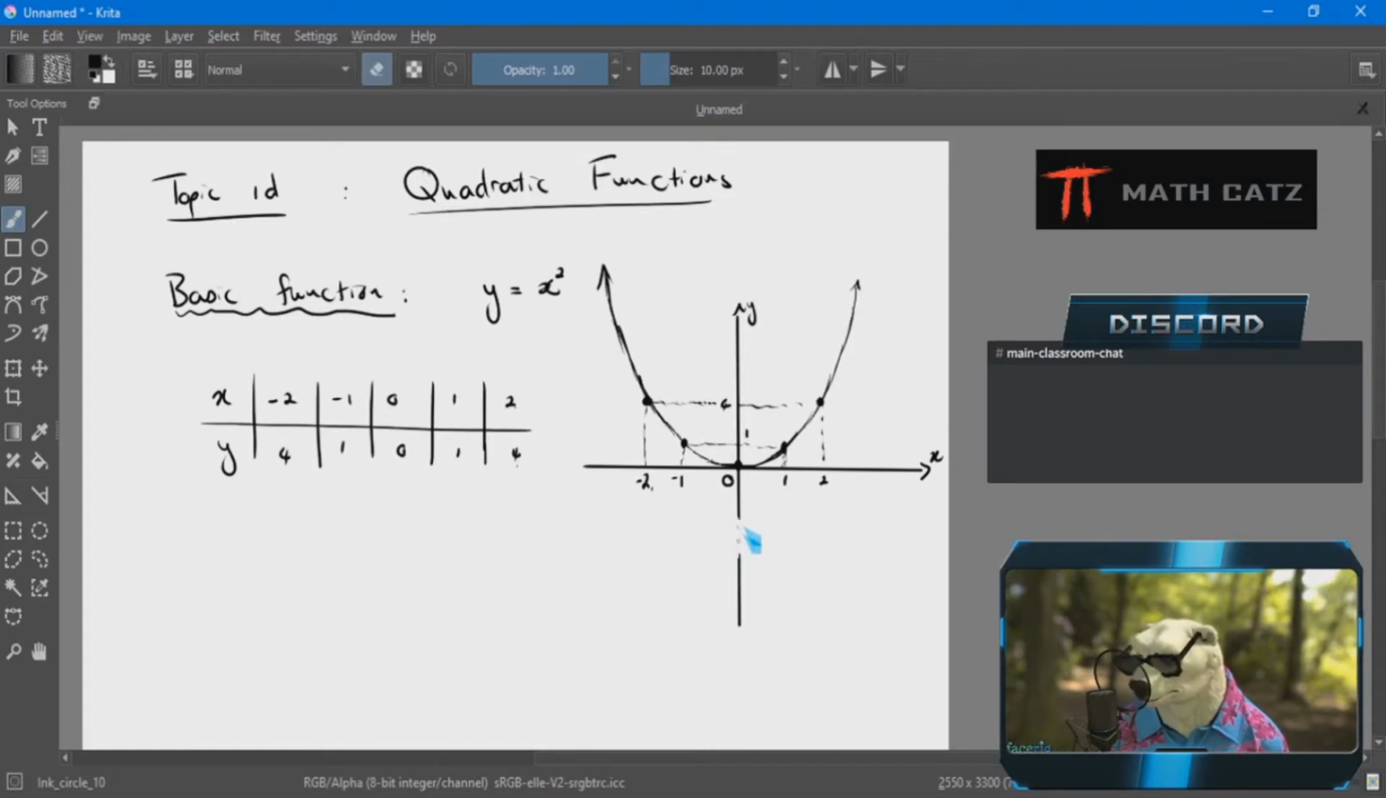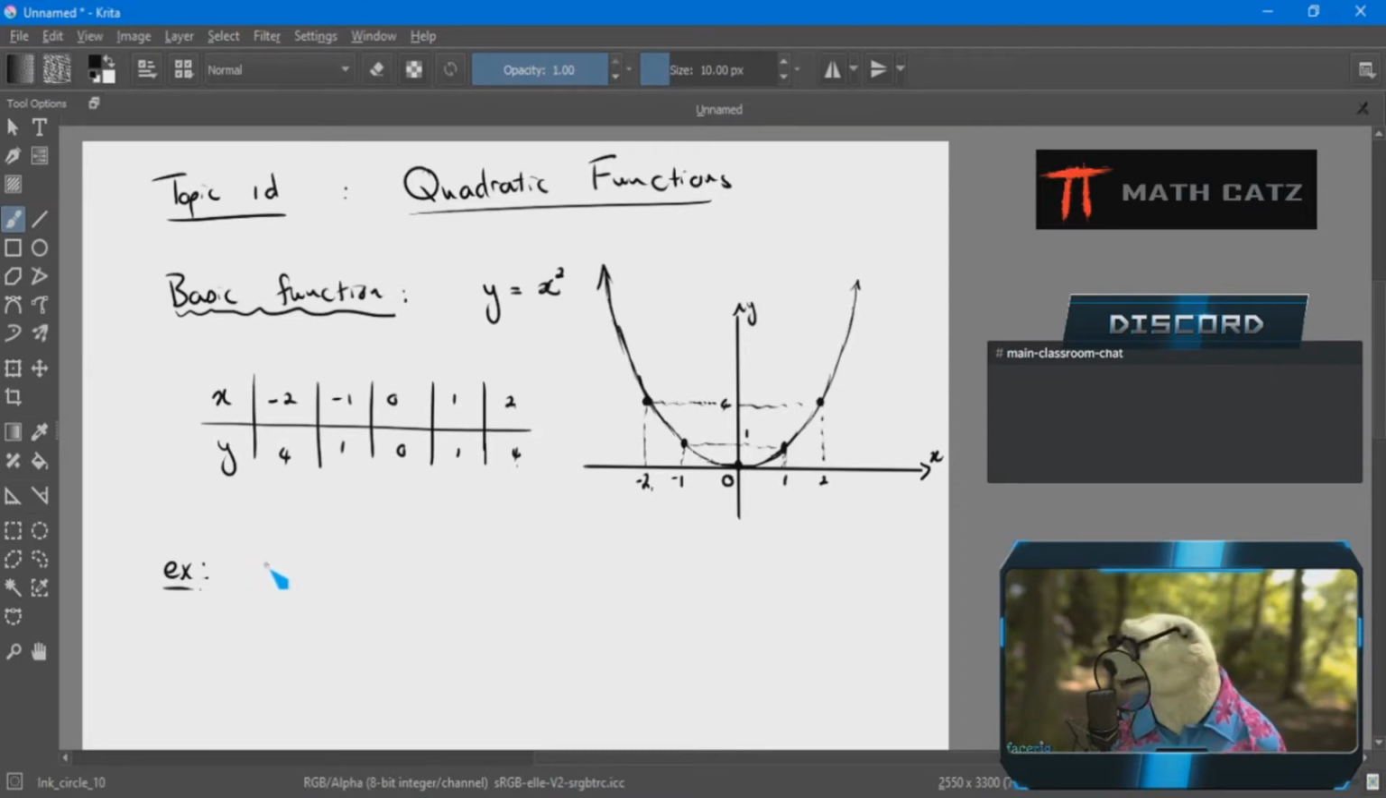Let me just make some space here. I don't need the y-axis to be that long at the bottom. Okay. Now what we're going to do first is modify this basic function to create other functions that are based on this parabola shape, this quadratic function. So let's just have an example. I don't have a problem for this. Actually, I do have a problem, but I'll do it in a second.